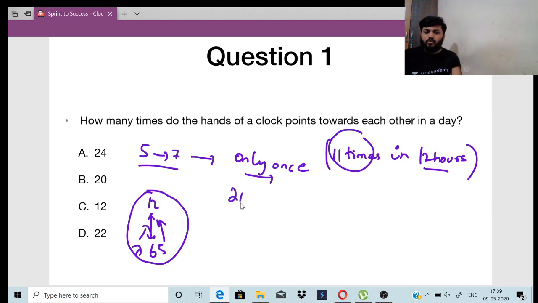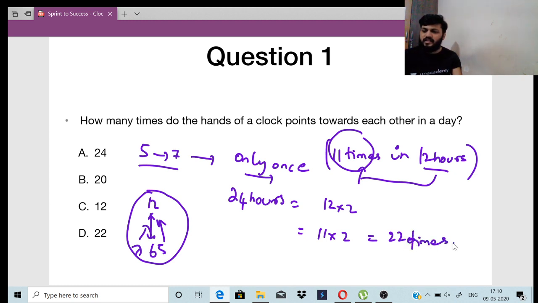So in a day we have 24 hours, which is 12 into 2. For 12 hours they come together 11 times, so in a day it is 11 into 2. The answer is 22 times. D is the correct option. Yes, you are correct, people there.